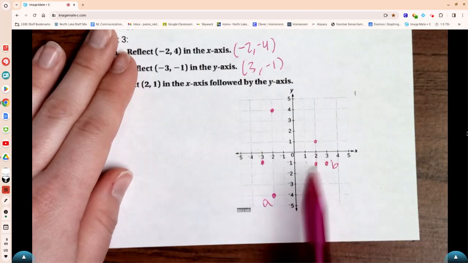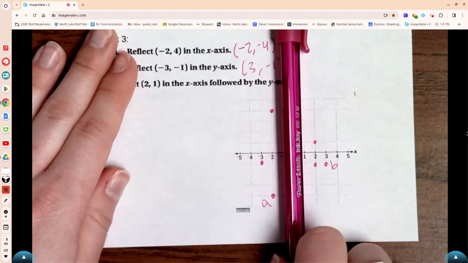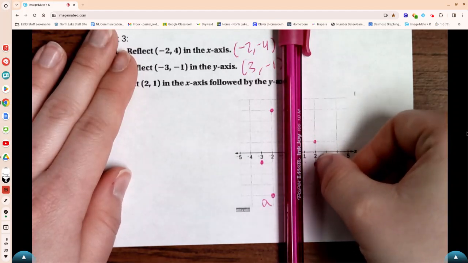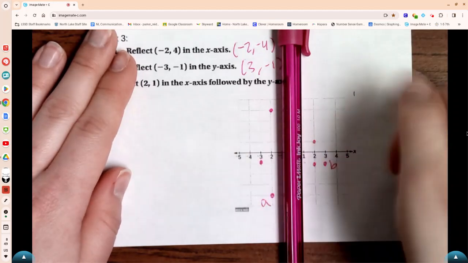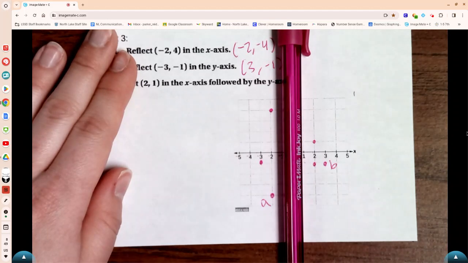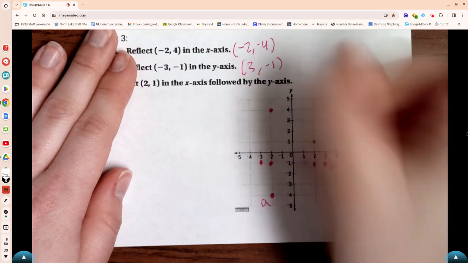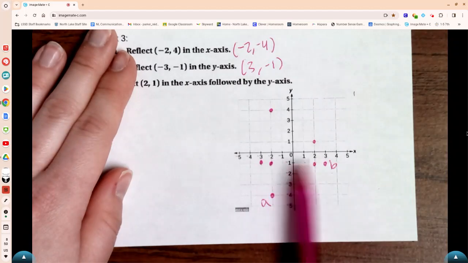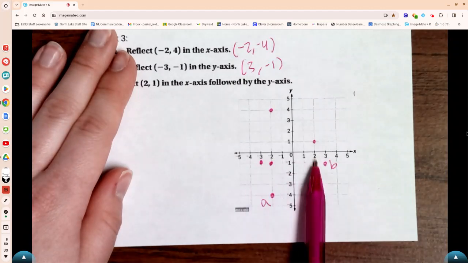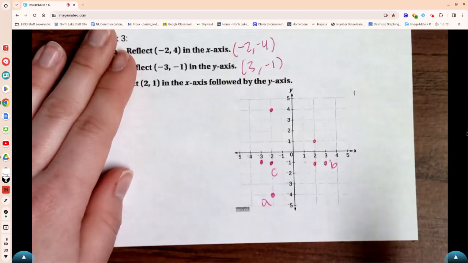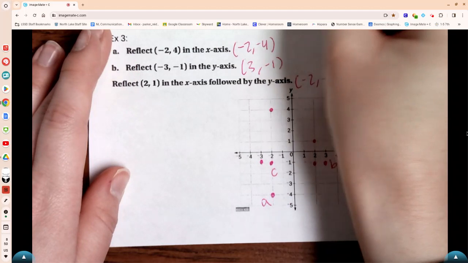Now I'm taking my new point and reflecting that one over the y-axis. So I'm right here at 2, -1. If I jump this over my y-axis, where would it land? Neil? And again, notice that when we reflect over y, y stayed the same. The second number stayed -1. It was the x that went from +2 to -2. So its final location was -2, -1.